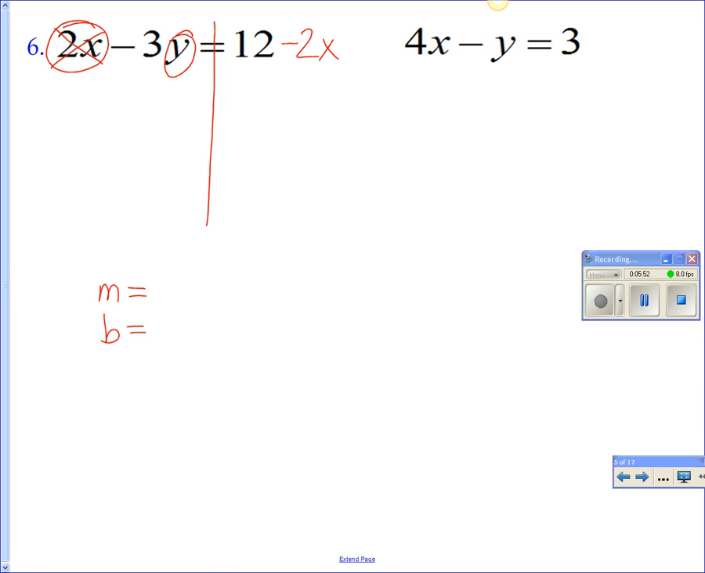Now, does 12 - 2x give us 10x? No, I can't put these together. Why not? Number and an x, right? So we just leave it like that. Now, we're still trying to get y by itself. Who's with y now?